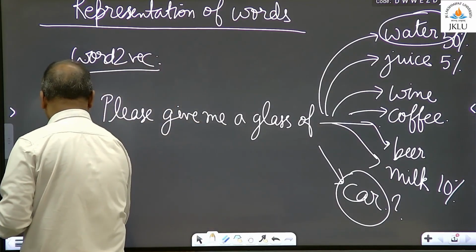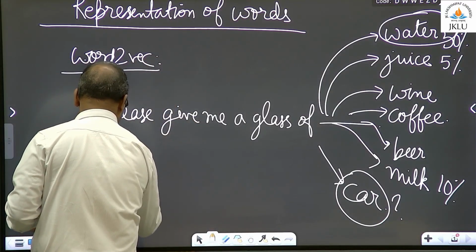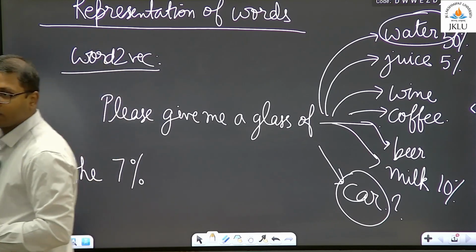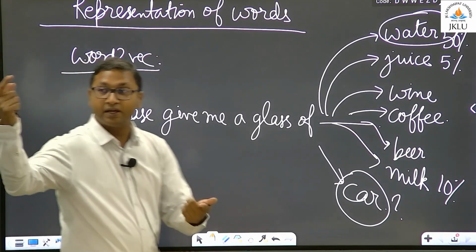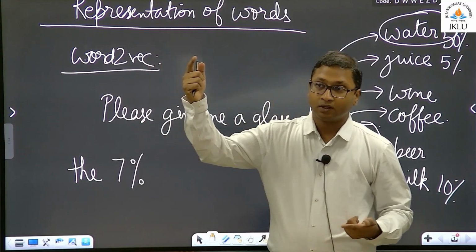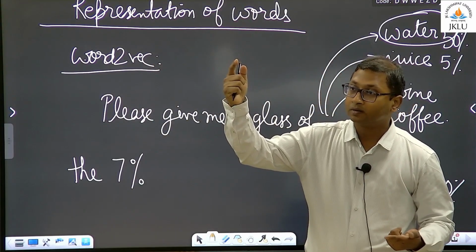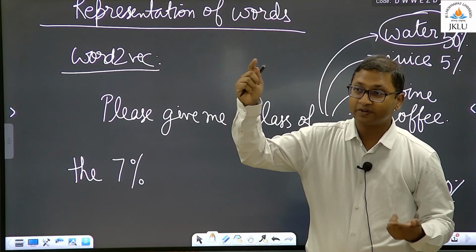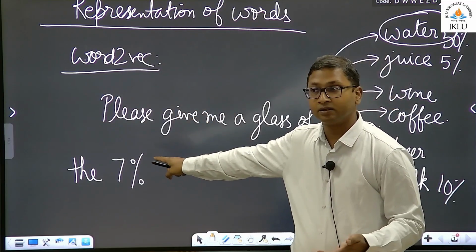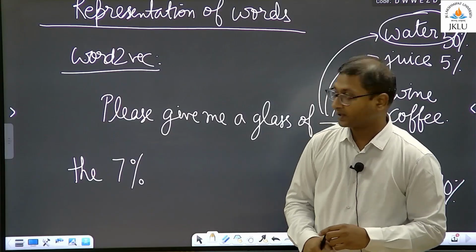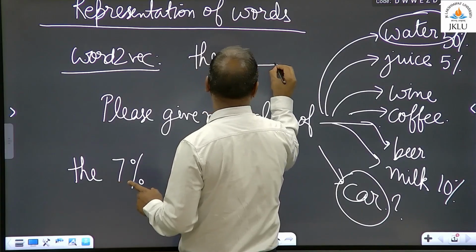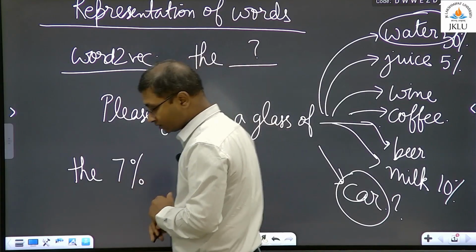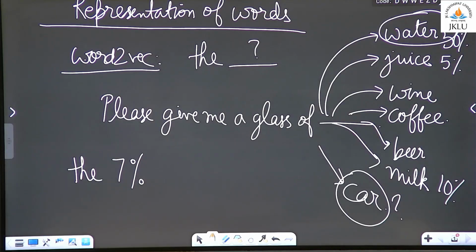So, the appears 7% of the times. If you take a large enough corpus, the appears 7% of the time. So, if your corpus has 1 billion words, then 70 million will be just the. I have the, and here I have a question mark, right?